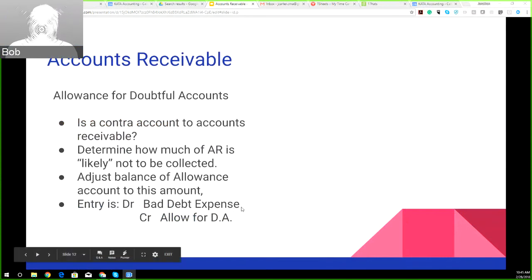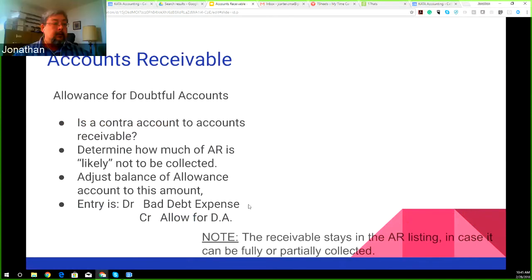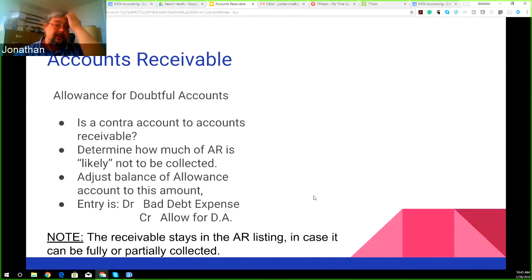So this is really where the bad debt expense arises in the first place, not from directly writing off the accounts receivable to bad debt expense, although you can do that also. So in this instance, we're still showing the accounts receivable, but we're offsetting it with the contract to reduce the overall balance by what we estimate might not be collectible.